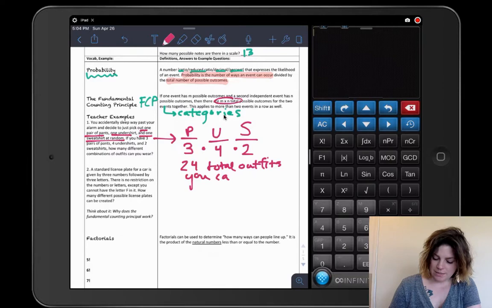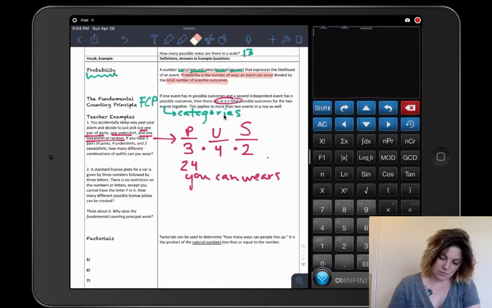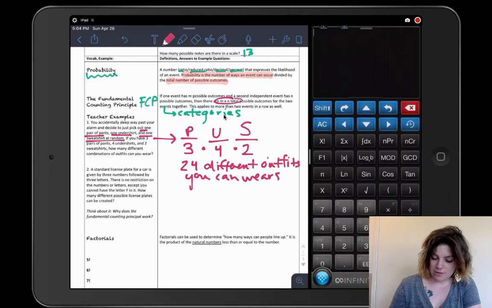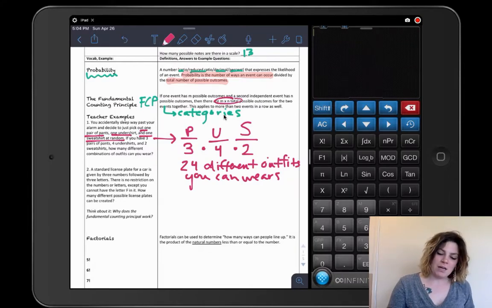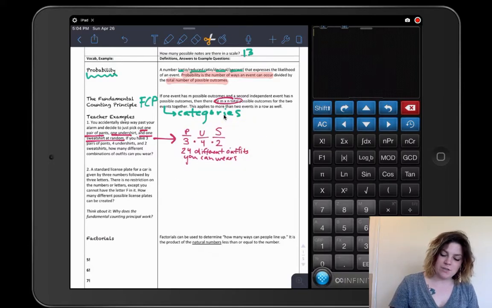you can wear. Or we could say 24 different outfits you could wear. There's lots of different ways to say the same thing. So let's take a look at this next question. That is also FCP.